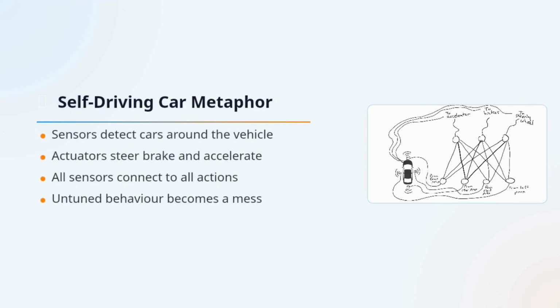The self-driving car example makes this easy to picture. The car has proximity sensors in different directions, and outputs control steering, braking, and acceleration. If every sensor influences every action strongly, the car may brake, accelerate, and turn at the same time. Clearly, we need some way to control which signals matter more and when they should activate.